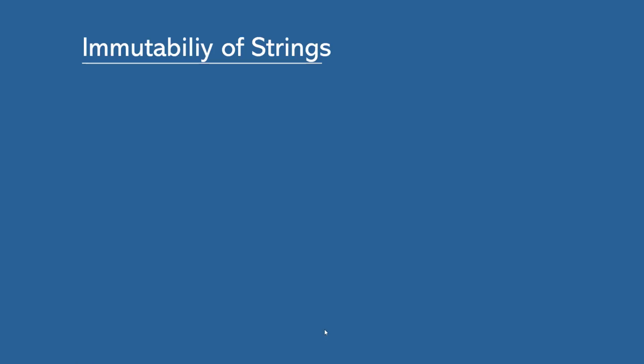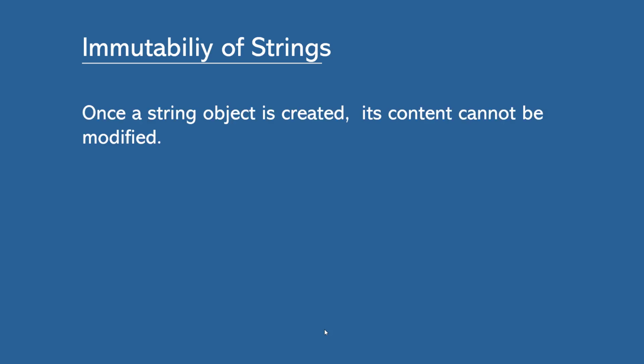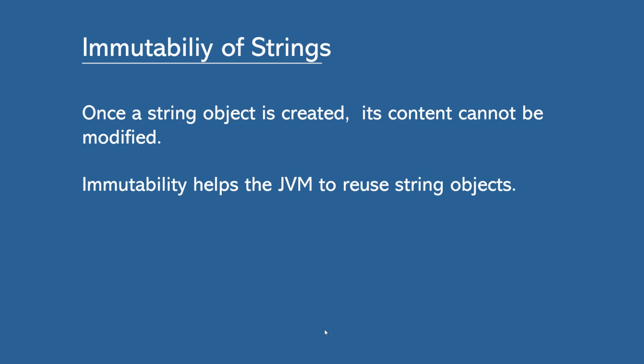We can't actually talk about strings in Java without looking at one of its important characteristics, which is immutability. So what do we mean by this? It simply means once a string object is created, its content can never be modified. This is important because it helps the Java virtual machine to reuse string objects. In the absence of this characteristic, reusing objects would be a nightmare because they might keep changing over the life cycle of an application.